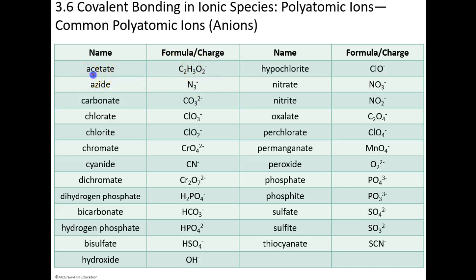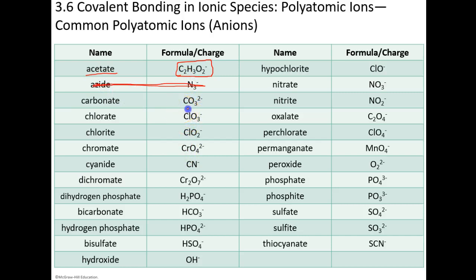The acetate ion. This is the acetate ion, C2H3O2 with a -1 charge. This is not really a common one. We're not going to see it that often. You might see it in your homework because it's in your book, but that's not going to be on our chart. It looks like all the other ones pretty much you will see.